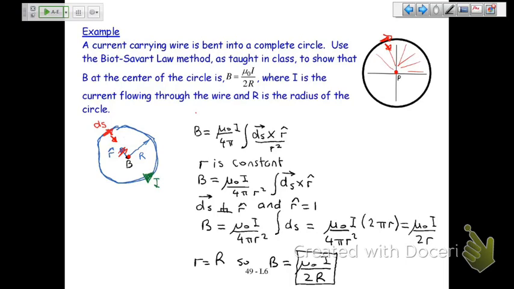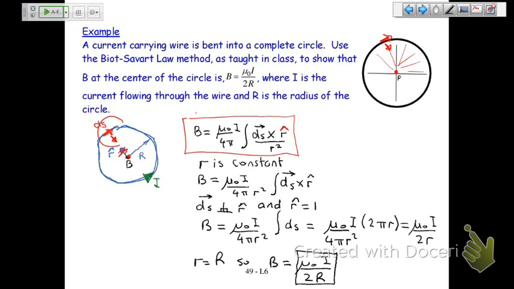So what do I recognize about this? First of all, I write down Biot-Savart. You see, we've got some points just for writing down Biot-Savart. So write that down with a unit vector there. R is constant, so let's take it outside. So it's mu naught I over 4 pi r squared, integral of ds crossed with r hat.